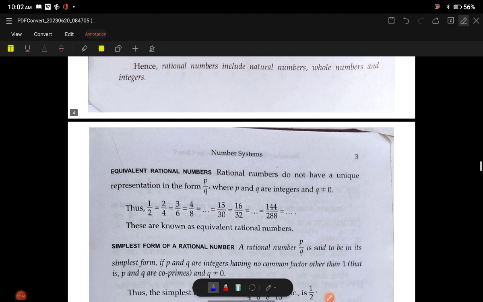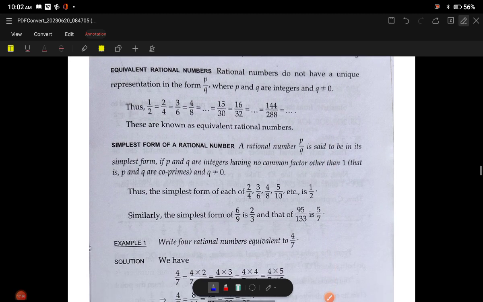Next, this is the rational number system. What is an equivalent rational number? Equivalent means two rational numbers whose values are the same. If you simplify, the values will be the same. This is called an equivalent rational number. One more form of a rational number is the simplest form, sometimes called the standard form.